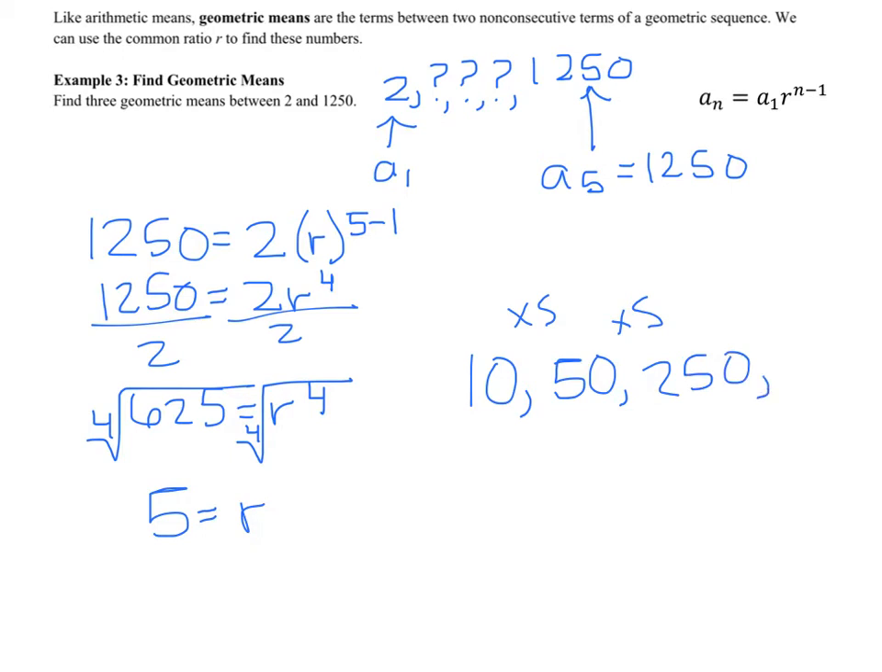And then I can always go ahead and check. We only had 3 question marks, so these are the numbers that I need. But if I take 250 and multiply by 5, that is going to give me 1,250. So we know that our answer is correct. So in this case, our answer is 10, 50, and 250.